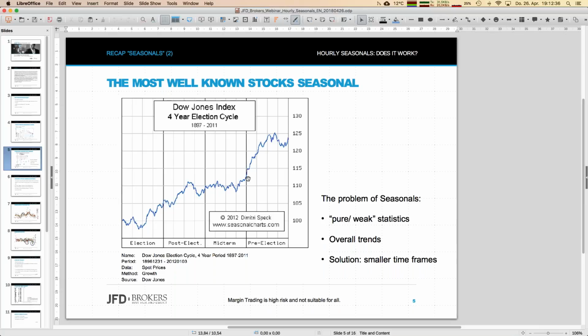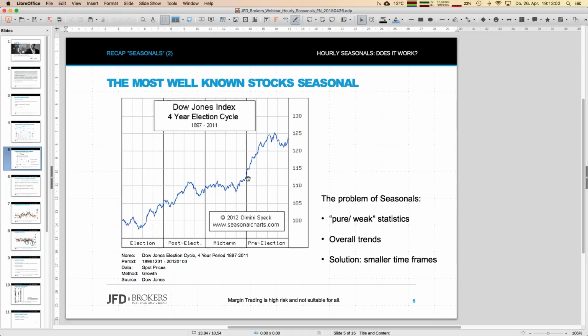That's a statement out of that kind of chart. But now let's talk about the problems with those kind of seasonals. At least I have a problem with those kind of seasonals. And my problem is that the statistics behind are in most cases really poor or weak, however you call it.